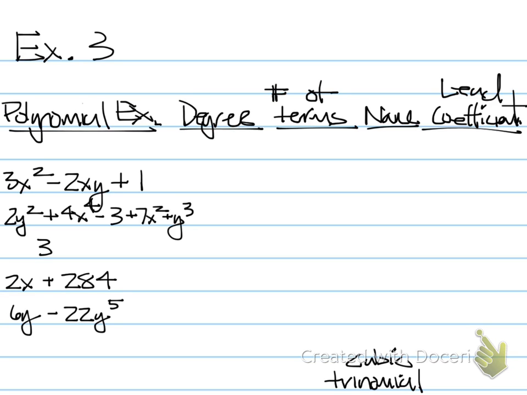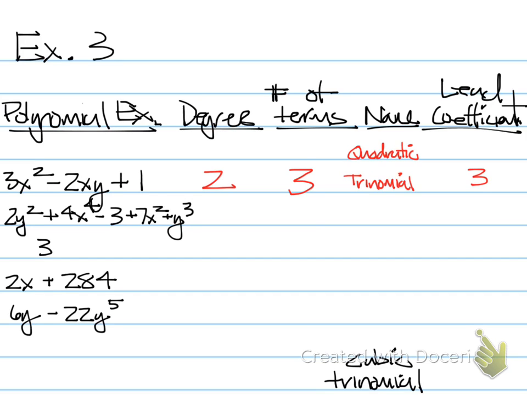And lastly, for the first polynomial, 3x squared minus 2xy plus 1, the degree is going to be 2 because the first term has a degree of 2, and that second term also has a degree of 2. Whenever you add the exponents for the x and the y, you get 2. That polynomial has 3 terms, and we would name that polynomial a quadratic because the degree of the polynomial is 2. A quadratic trinomial because it has 3 terms. And the lead coefficient is going to be 3.